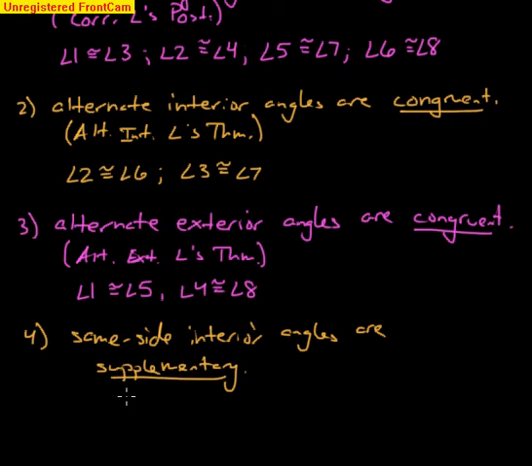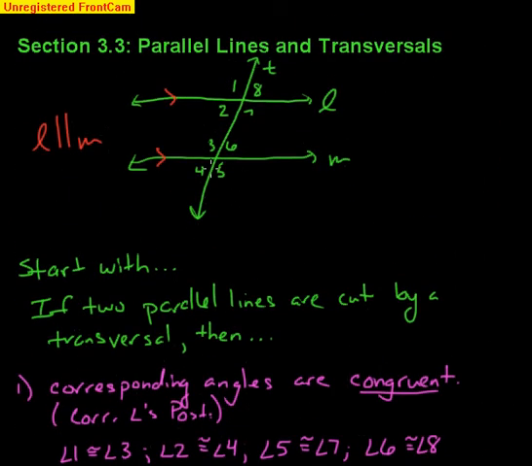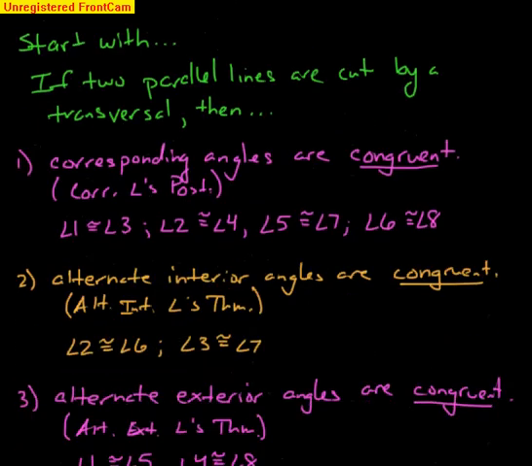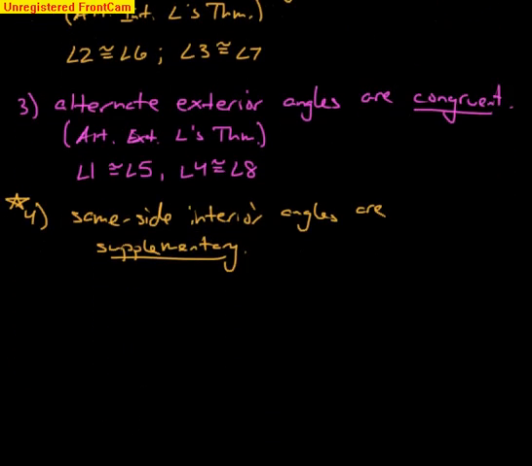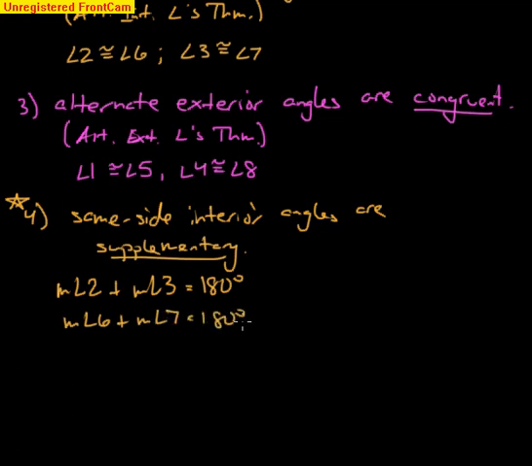This is the different one, okay? Maybe you want to put a star by it. All the other ones are congruent. This one is supplementary. So if we look at our picture, the same side interior angles are 2 and 3, and 6 and 7. We need to know what supplementary means. Supplementary means they add up to 180. So the measure of angle 2 plus the measure of angle 3 is 180 degrees, and the measure of angle 6 plus the measure of angle 7 is 180 degrees.